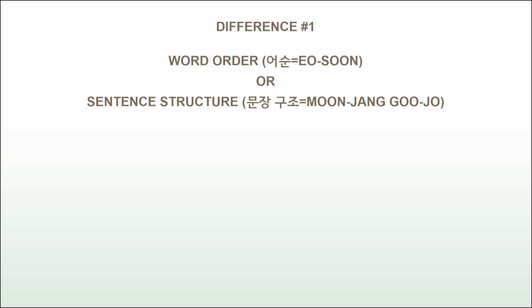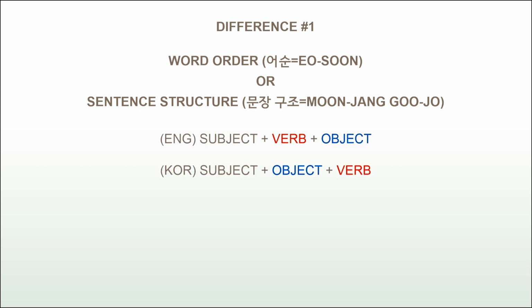So, difference number one is word order, which is 어순 in Korean, or sentence structure, which is 문장 구조 in Korean. In English, it is subject, verb, object, but in Korean, it's subject, object, verb. Let's take a look at some examples.